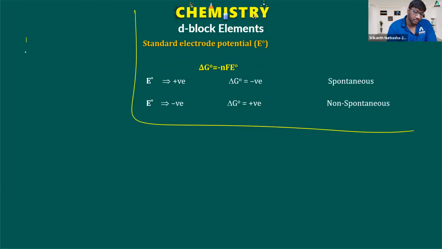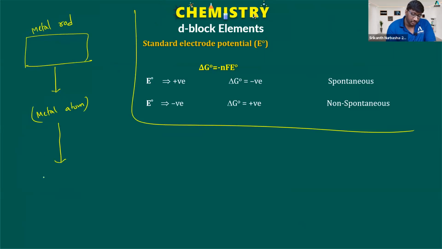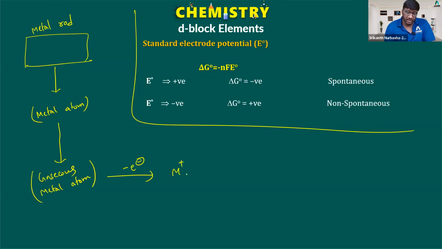I have a metal rod. From the metal rod, I am getting a metal atom. I am taking that metal atom to the gaseous state, gaseous metal atom. I am removing one electron, so I am getting M+ in the gaseous form. Removing one more electron, I am getting M2+ in the gaseous form. This is in the aqueous media, so M2+ aqueous.